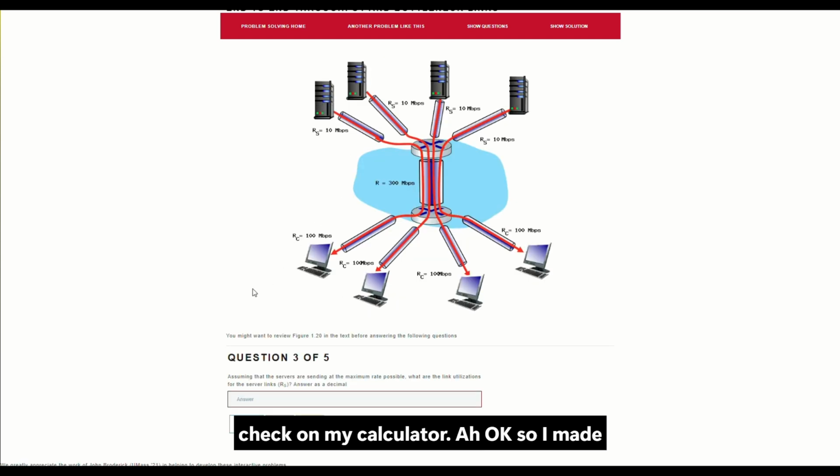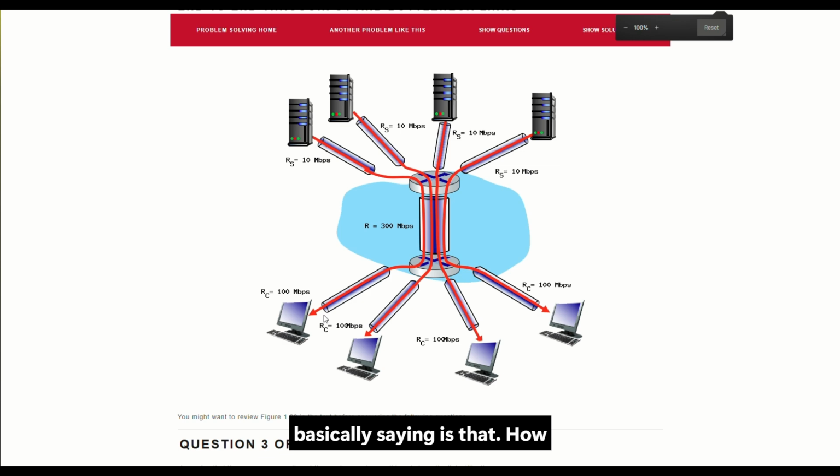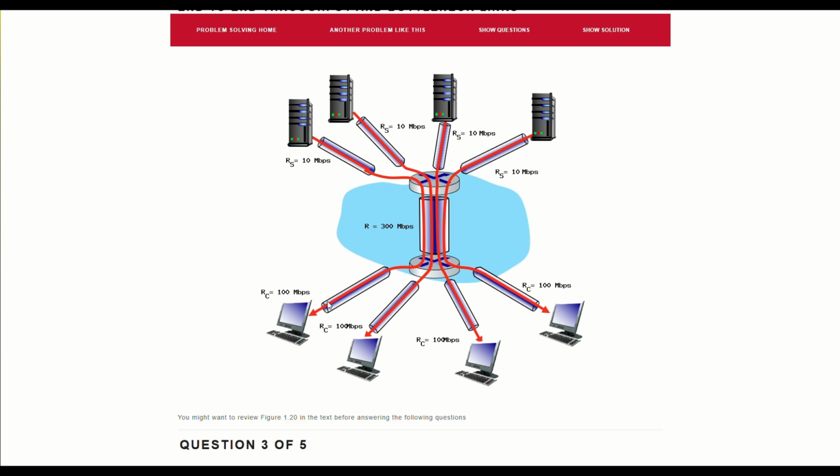Okay. So wait, I made a mistake. I didn't read the question properly. This question is a bit confusing, right? Assuming that the servers are sending at the maximum rate possible, what are the link utilizations for the server links? What this question is basically saying is how much of the data can the computers take at once, right?